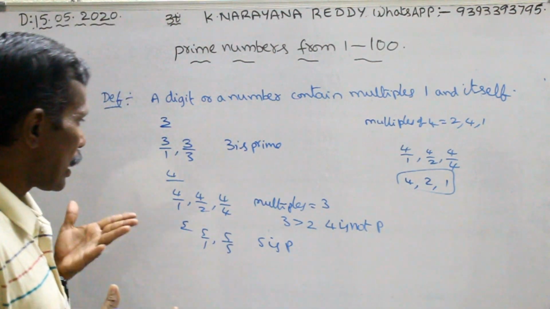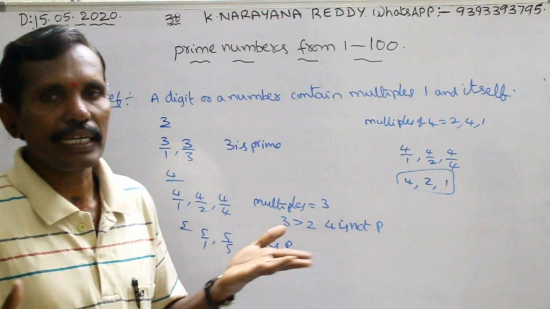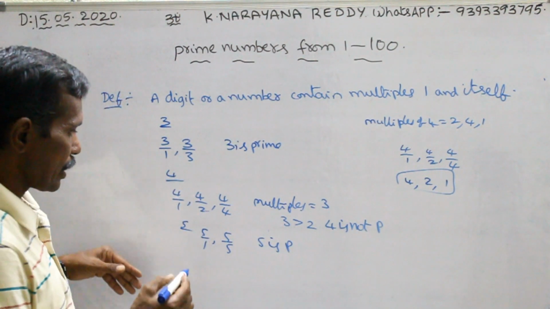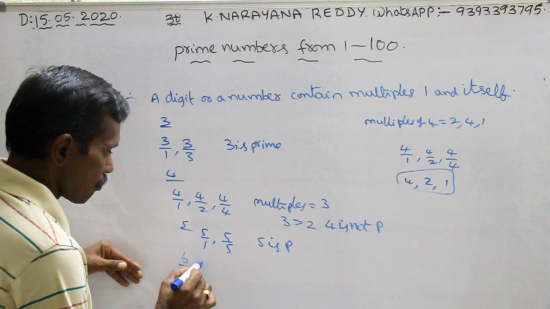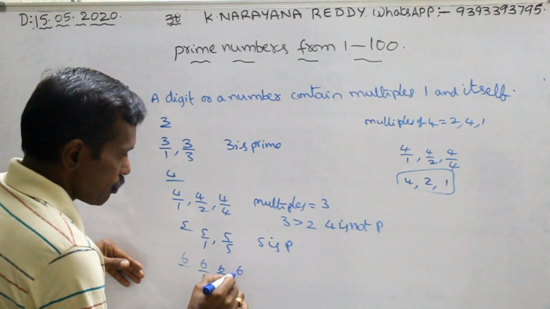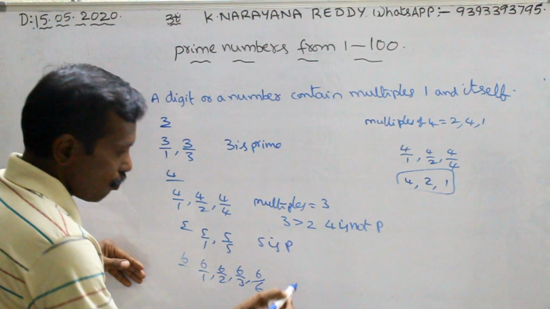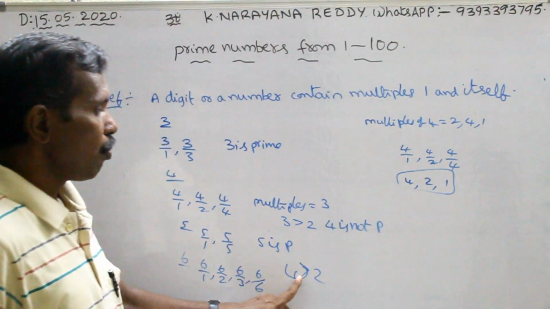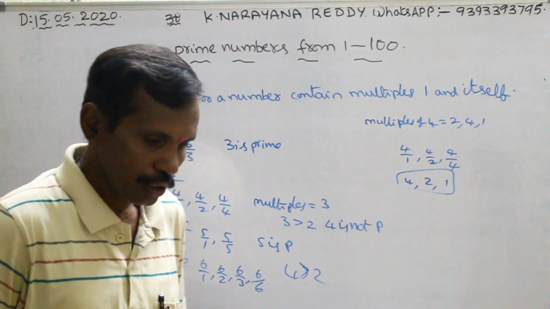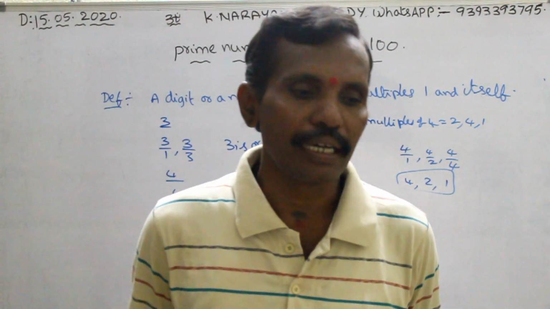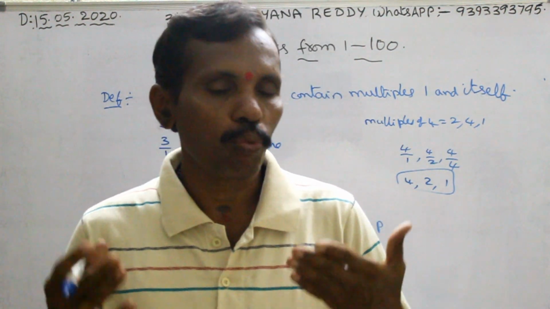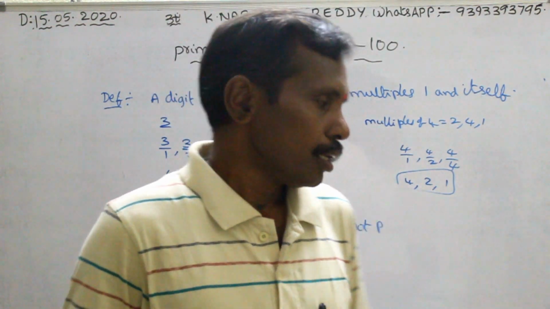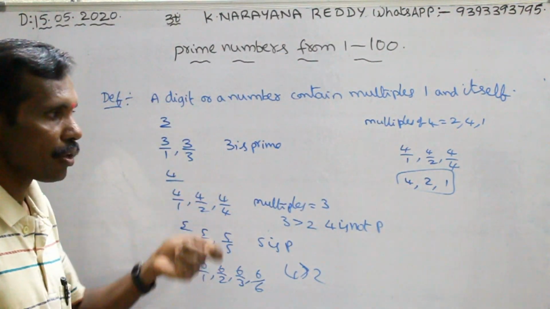Okay. So take another number, for example 6. 6 contains 1, 2, 3 and 6 as multiples. So 6 by 1, 6 by 2, 6 by 3, 6 by 6. How many are there? 4 multiples are there. So 4 is greater than 2. Yes or no? 4 is greater than 2. That is why 6 is not a prime, it is a composite. So in this way you can identify any number. Whenever a number contains more than 2 multiples, it is not a prime number, it is called a composite number.